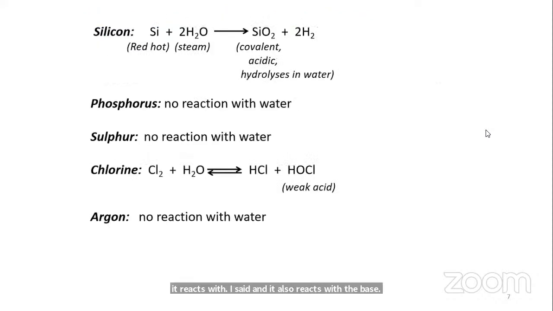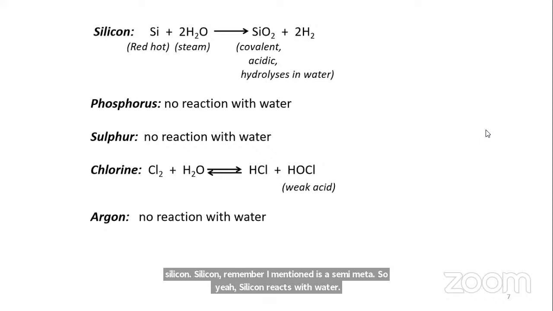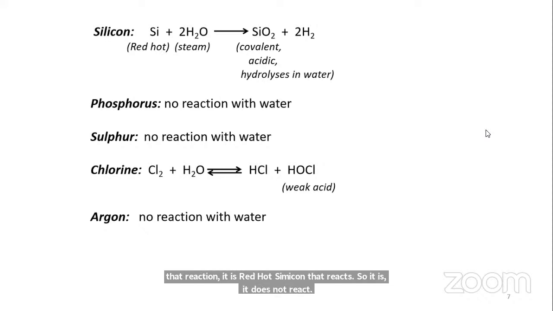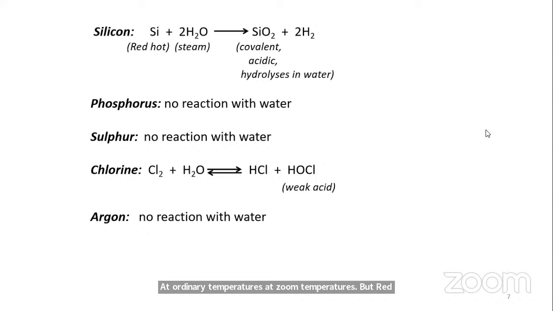Then silicon. Silicon, remember I mentioned, is a semi-metal. So silicon reacts with water, but it is red hot silicon that reacts. It does not react at ordinary temperatures, at room temperature, but red hot silicon reacts with steam to give us silicon 4 oxide. Now, silicon 4 oxide is covalent.